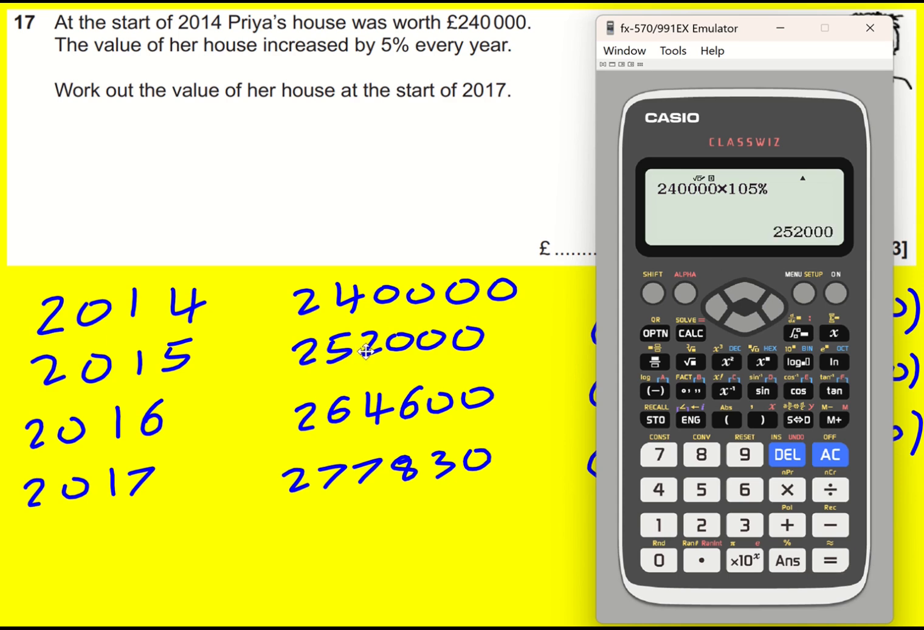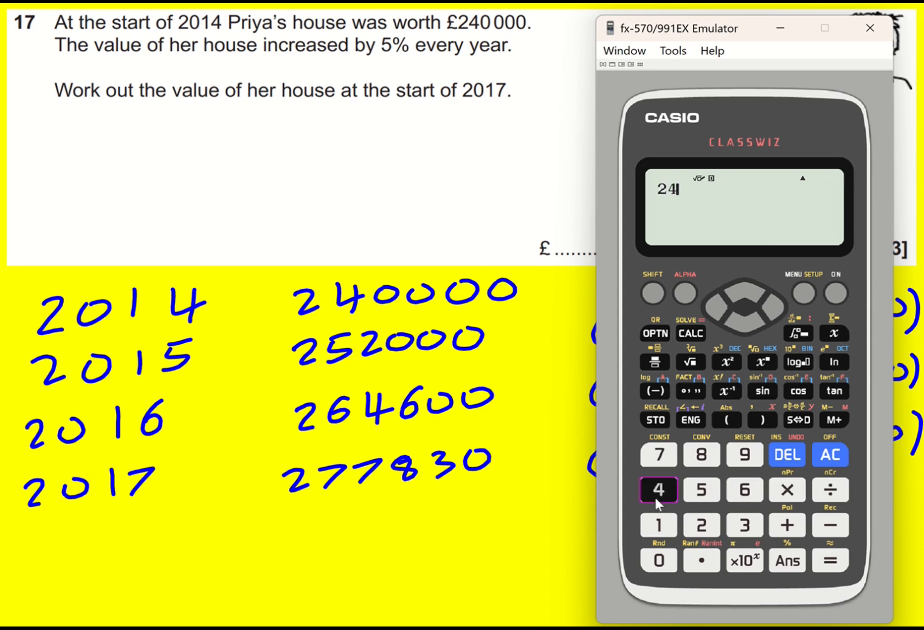I can do it like this. Okay, and I get that 252,000 from before. And I could just times by 105% again, and again, and then again. If you don't believe me, let me just convince you I'd get there. We get the same answer.